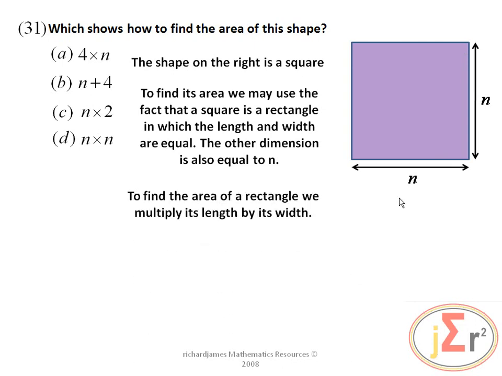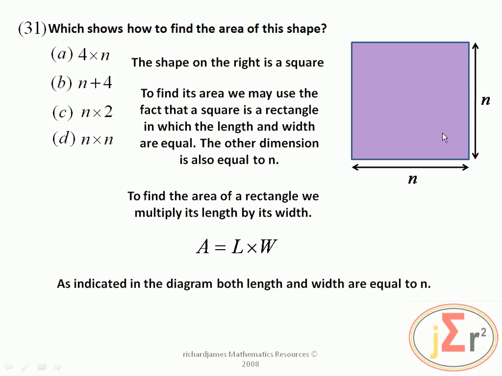To find the area of the rectangle, we multiply its length by its width. So area is equal to length multiplied by width, but in this particular case, the length is n and the width is n. As indicated in the diagram, both length and width are equal to n. So A is equal to n by n, or n multiplied by n. The correct answer is therefore option D.